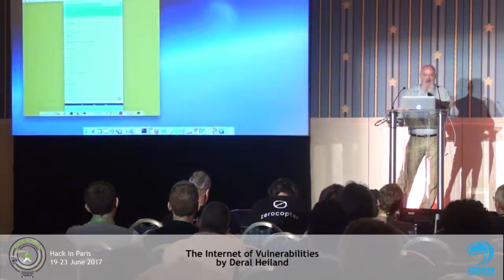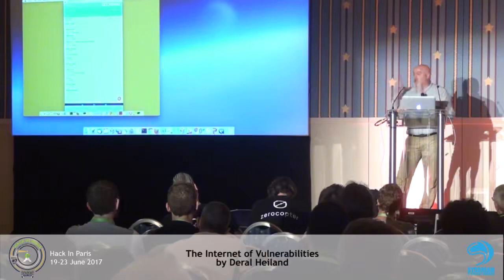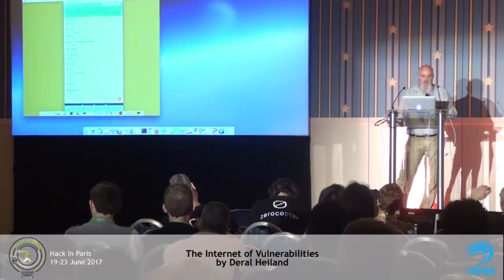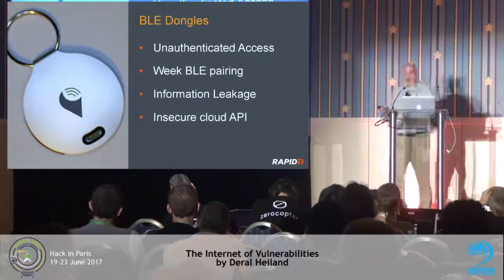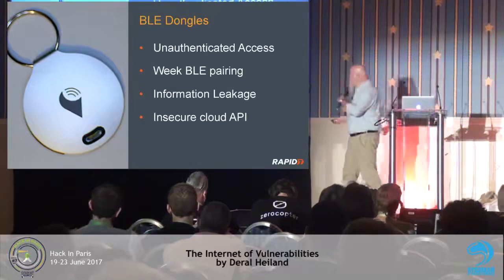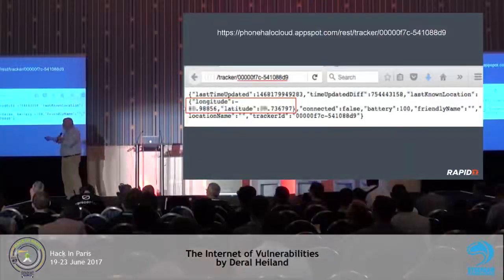So, okay, now I can identify a device in a crowd. I can set off the alarm and identify the person that has it. I can identify the tracker ID. Where it all comes to a head is when we get to the cloud APIs. We take that tracker ID we pulled, and now I can get your latitude and longitude.